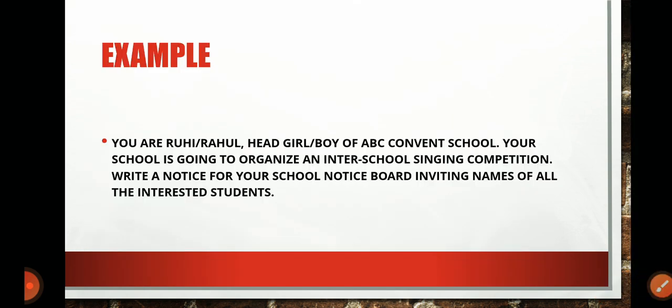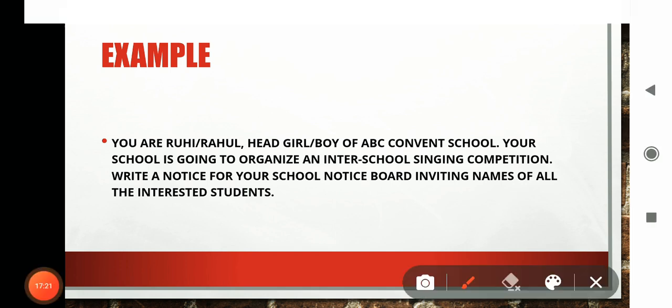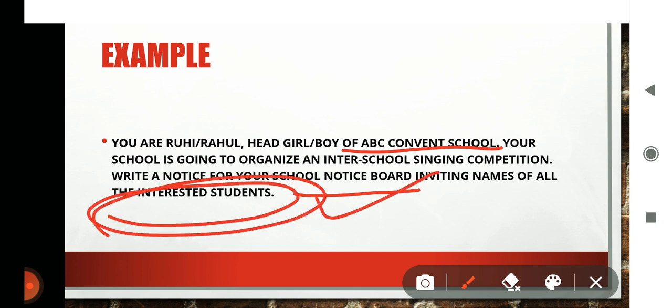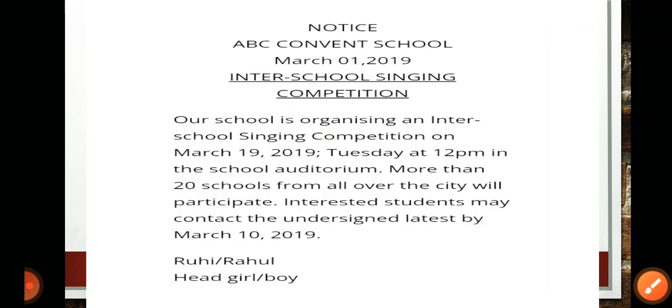You are Ruhi or Rahul, head girl or boy of ABC Convent School. See, the name of the issuing authority is written here. Your school is going to organize an inter-school singing competition. Okay, your school is going to organize one singing competition, and as Ruhi or Rahul, you have to write a notice for your school notice board inviting names of the interested students. So you got your target audience. Now how would you draft the notice?